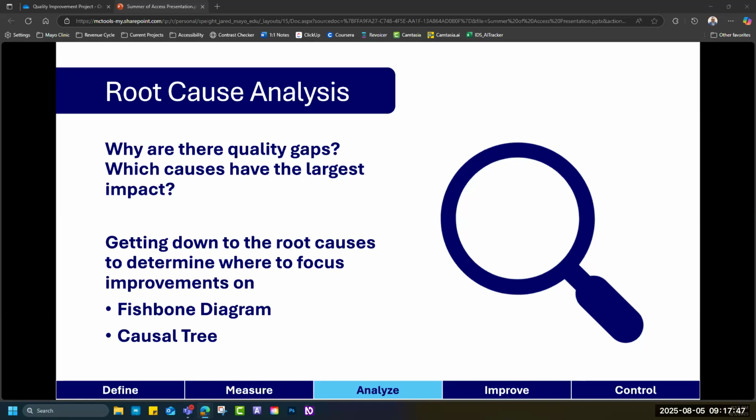And so we used 2 tools to help us dive deeper. We used a fishbone diagram to identify those broad categories of contributing factors. And then a second tool we used was a causal tree. And that causal tree, which Jared will show you in a second, was really great at unpacking our issues and determining what was really driving those gaps.